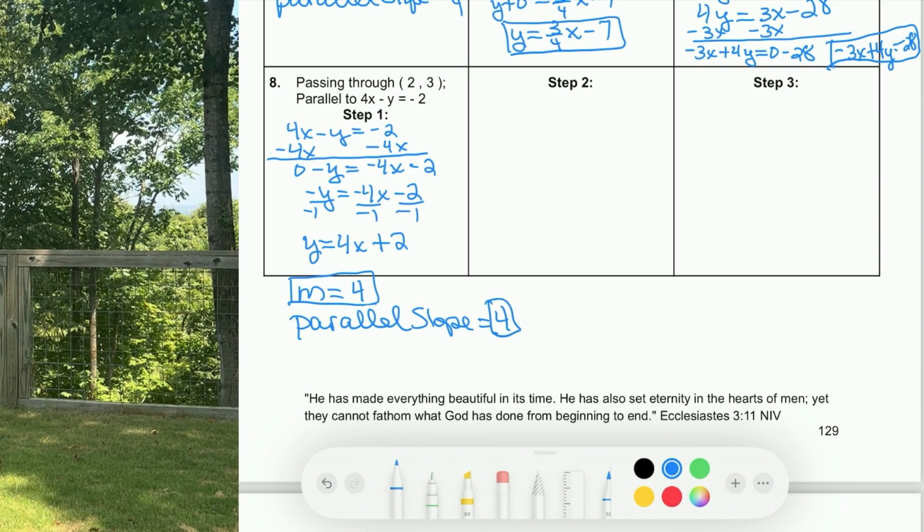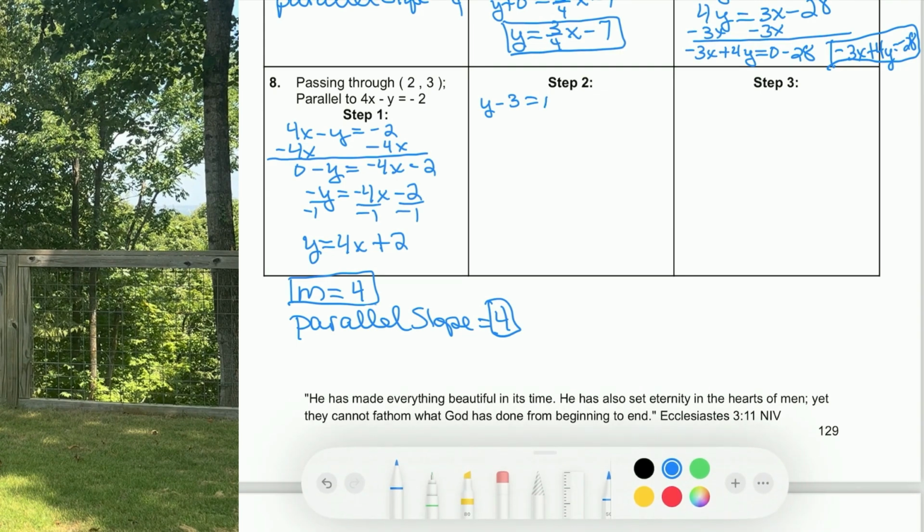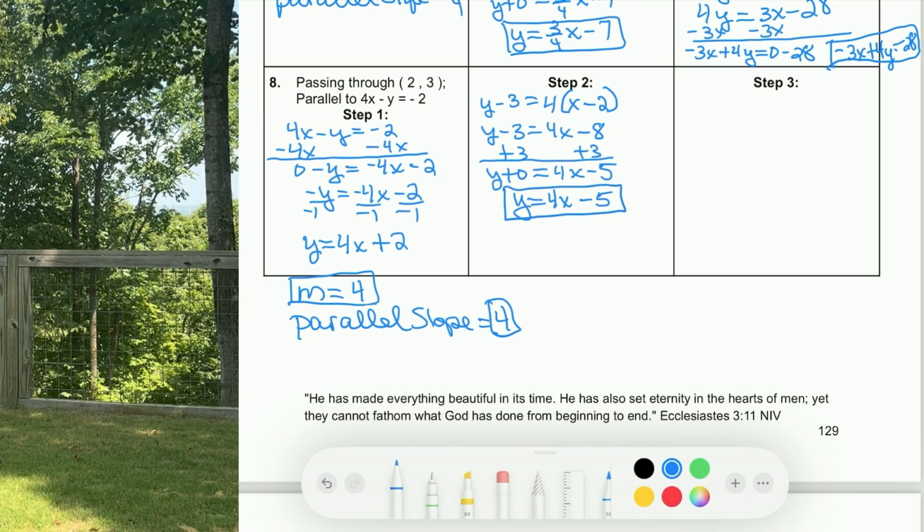Now we're going to use that in the point they gave us to find our second line, our parallel line. So I have y minus my y value, which is 3, equals our slope, which is 4, times x minus our x value, which was 2. Y minus 3 equals 4x minus 8. Now I'm going to add the 3 to both sides. And I end up with y plus 0 equals 4x minus 5. So y equals 4x minus 5. This is our second line.